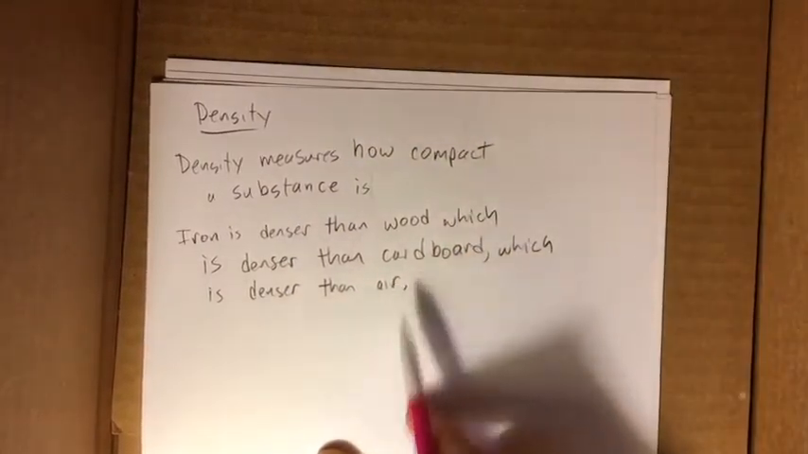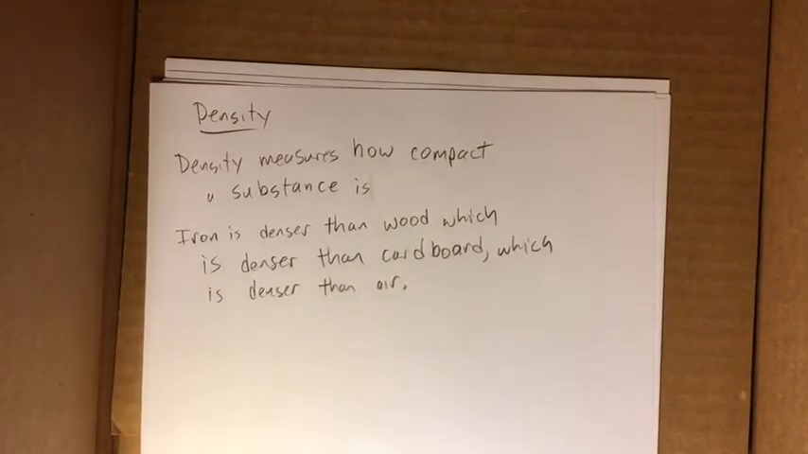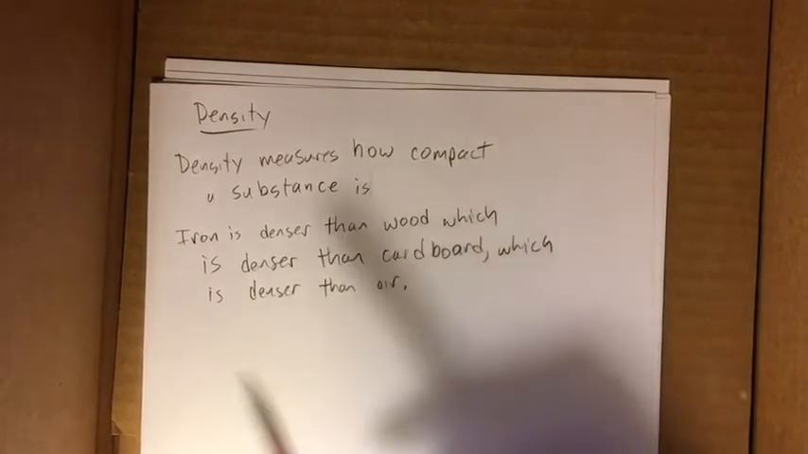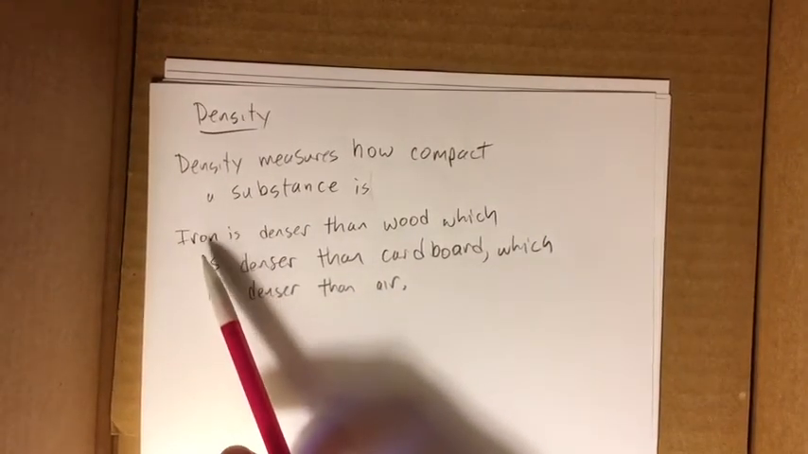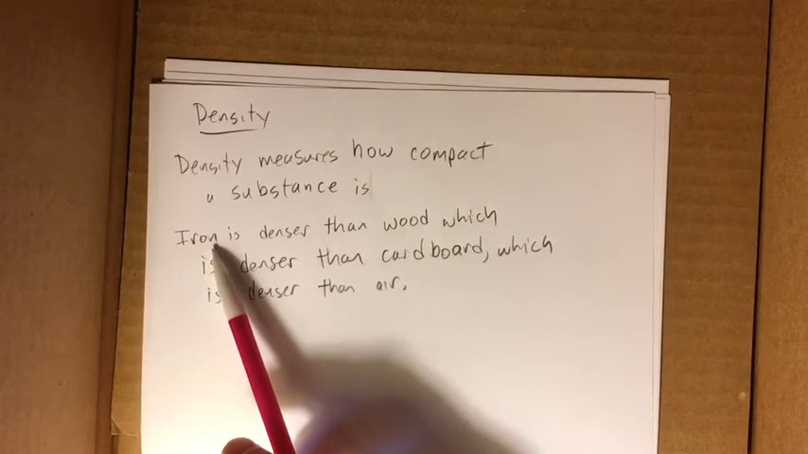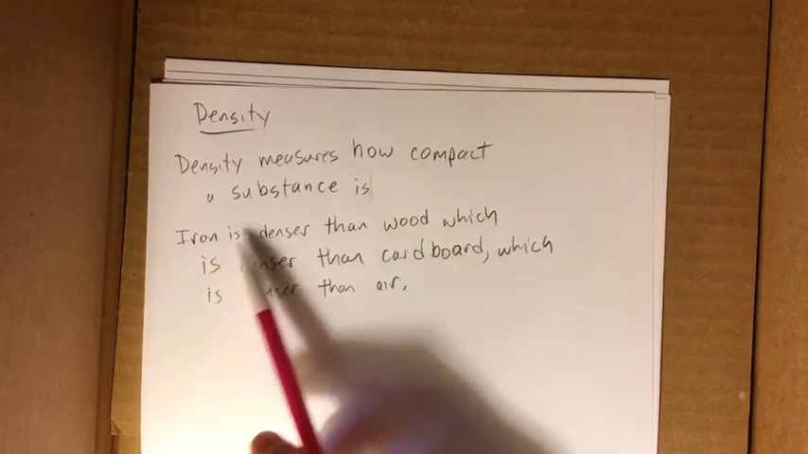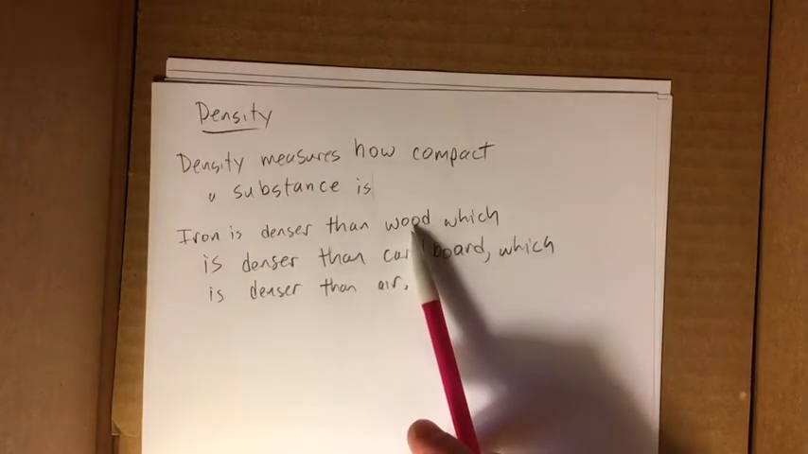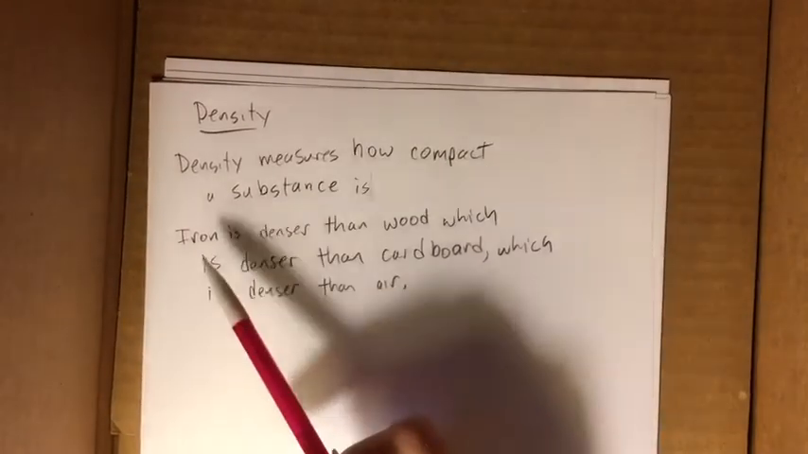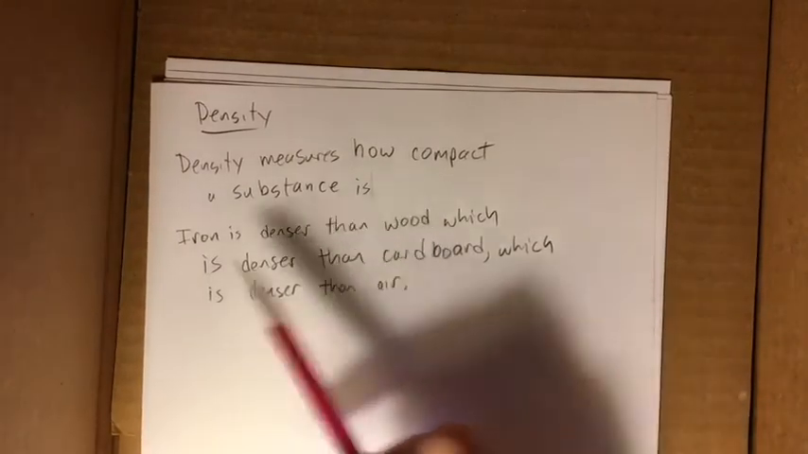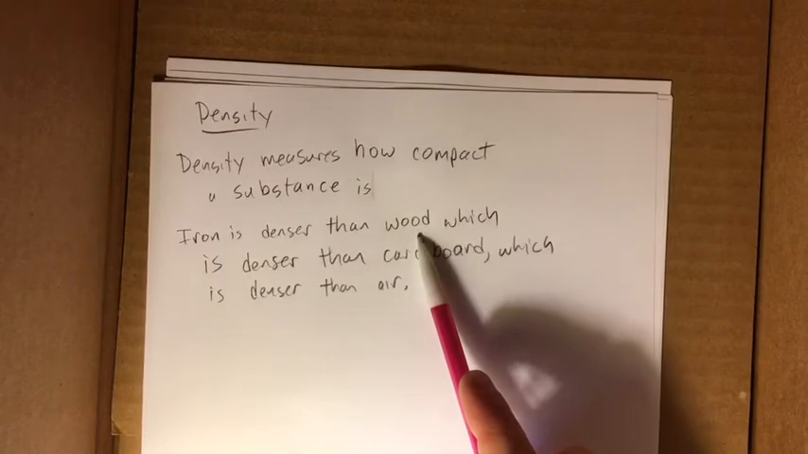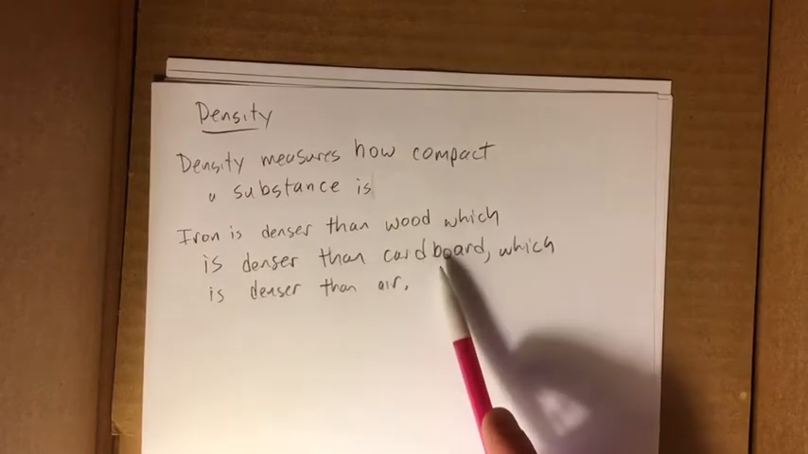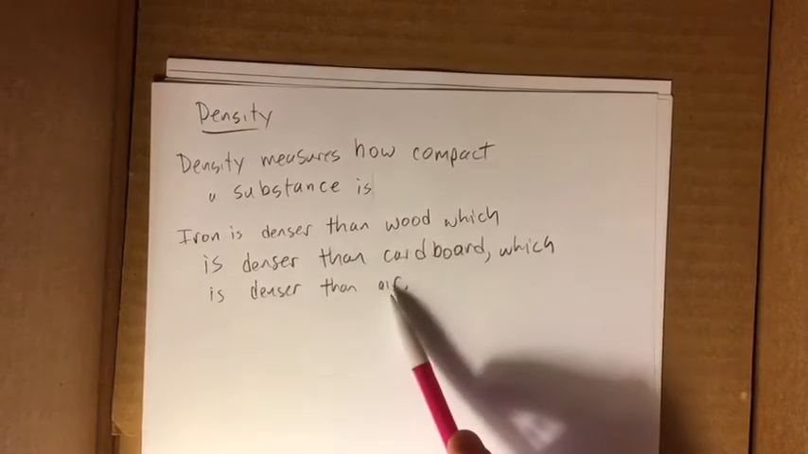And kind of the way we measure density is we'd think to ourselves, if we wanted to make sure this was true, we'd take maybe a cubic inch of iron and we'd weigh it. And we compare that to how much a cubic inch of wood weighs. If we had a cubic inch of iron, it would be heavier than the wood. And obviously a cubic inch of wood would weigh more than a cubic inch of cardboard, which would weigh more than a cubic inch of air.